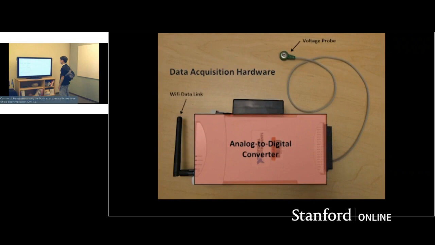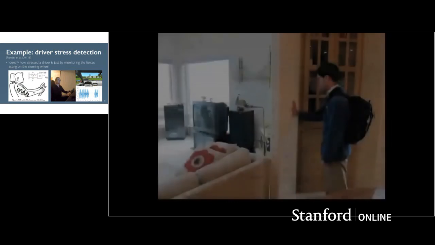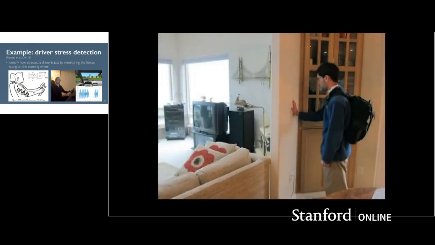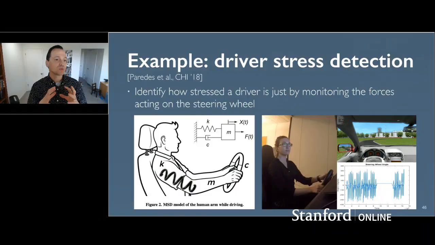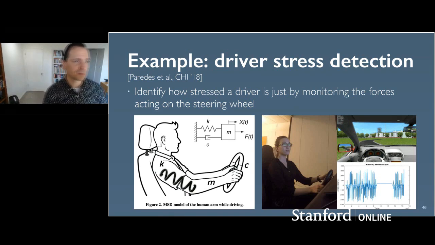Not that that's ever happened to me. Or how stressed you are. Imagine if your car could detect if you were particularly stressed out, and as a result could start to cut down external noises and so on. This is Pablo Paredes, demonstrating that just by modeling how tense you are as you grip the steering wheel, they can actually estimate your levels of stress.